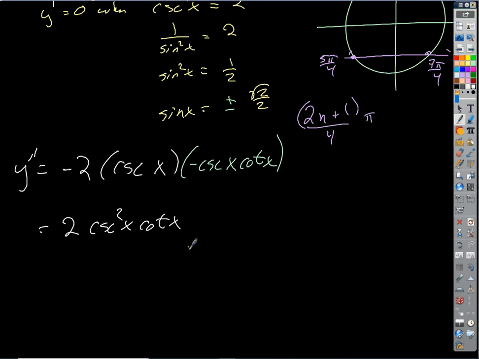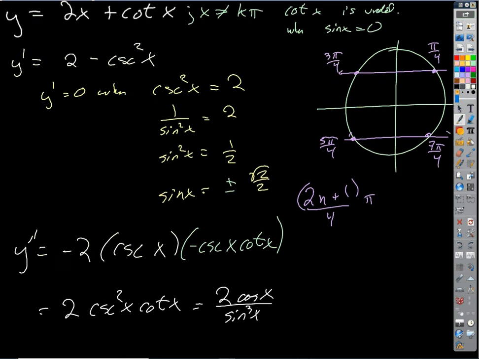Right? Okay, but I don't know about you guys, but I don't think in terms of cosecants and cotangents. I think in terms of sines and cosines, right? So why not split this up into sines and cosines? Cosecant is 1 over sine, right? Cotangent is cosine over sine. So I could write that as 2 cosine x over sine cubed x, right? I got a sine squared times a sine. Okay? So there's our second derivative.